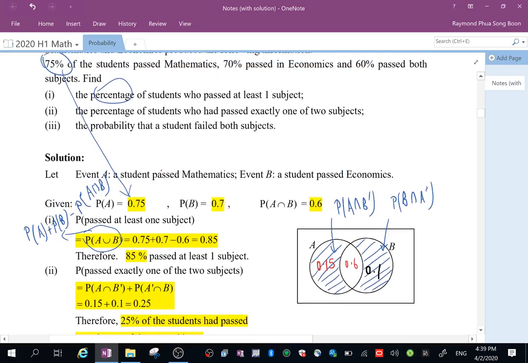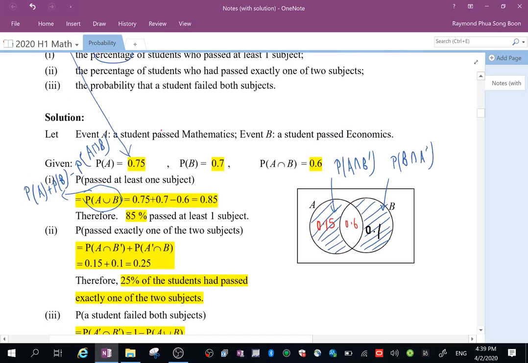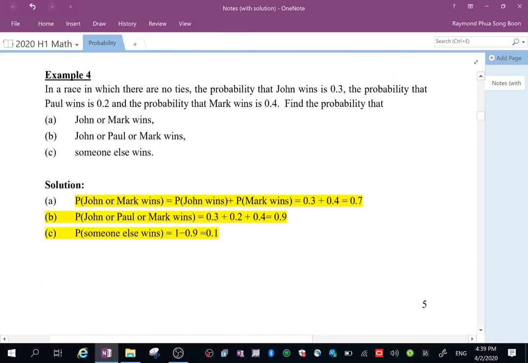And part 3 asks for probability. So that's the answer already. We do not need to convert to percentage for part 3. All right, let's move on to example 4.